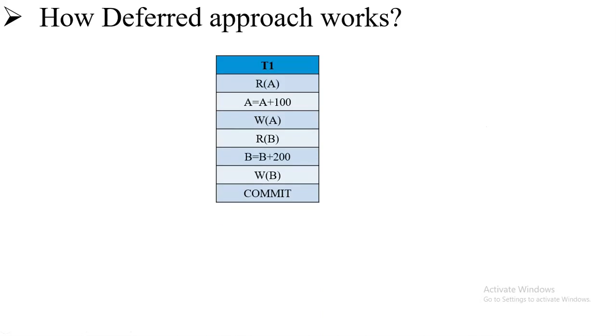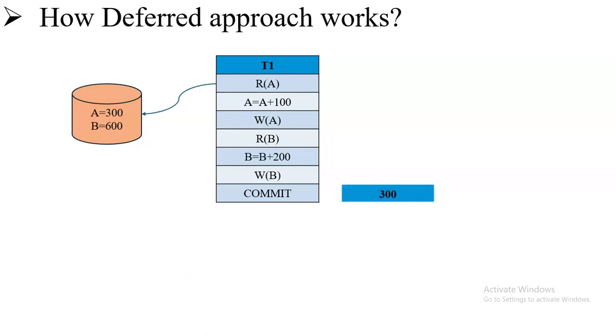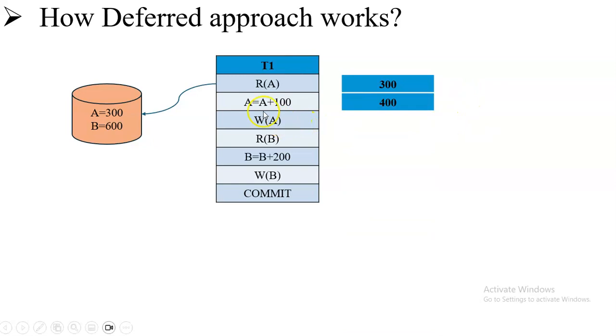So how does this deferred approach work? Let us see that. This is a transaction T1 which has certain tasks in it. The initial values of A and B are 300 and 600. The operation is read of A, which means it will read 300 from the database. So the value at this particular step is 300. Then A is equal to A plus 100, which means that 300 plus 100 is 400.